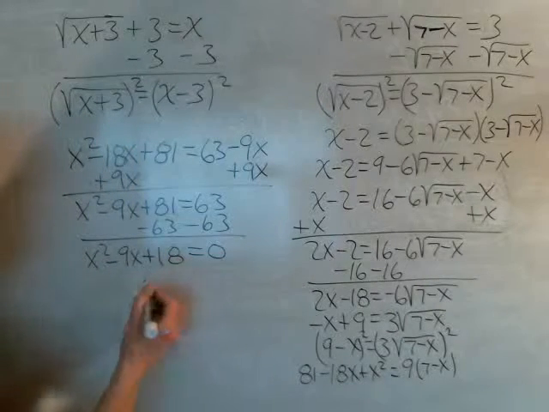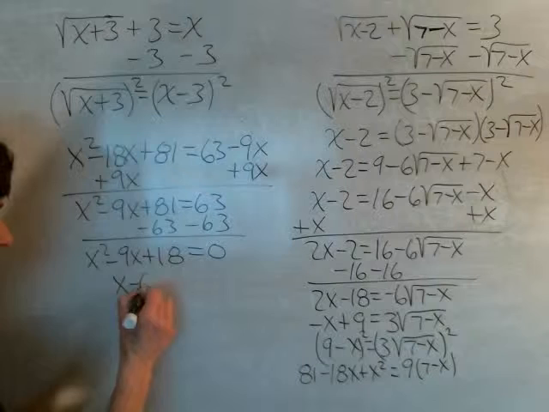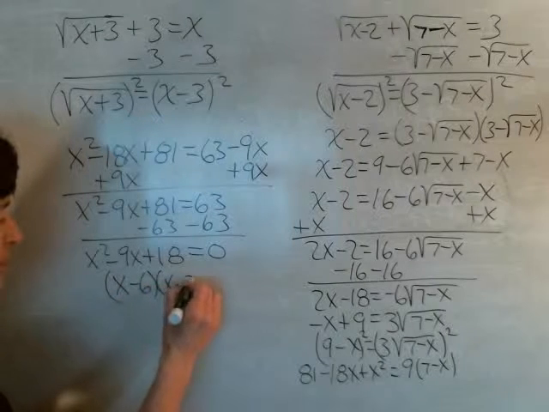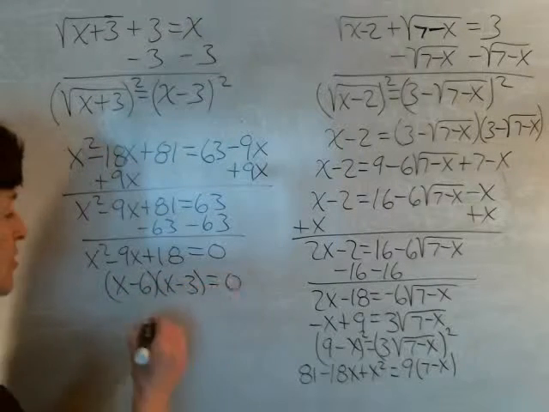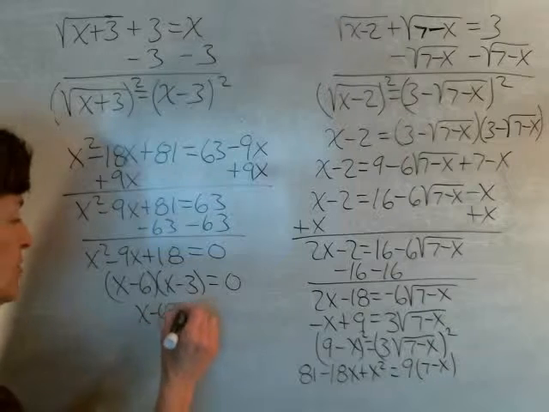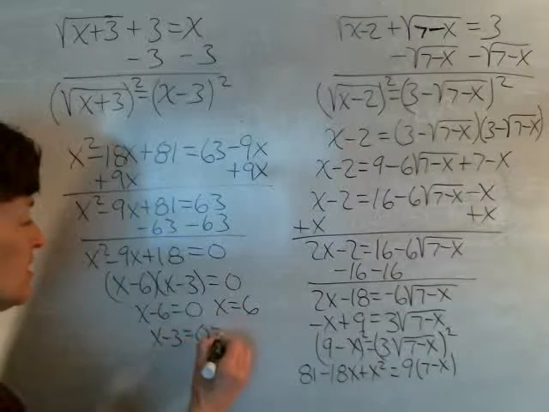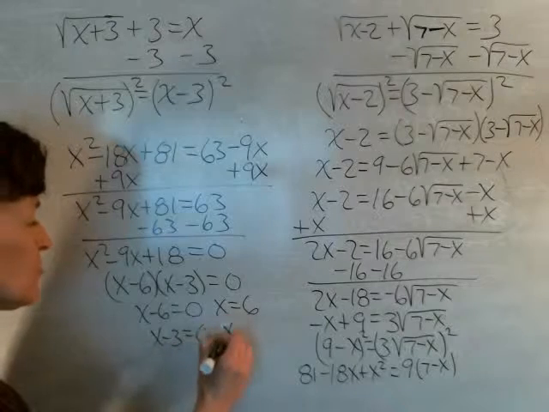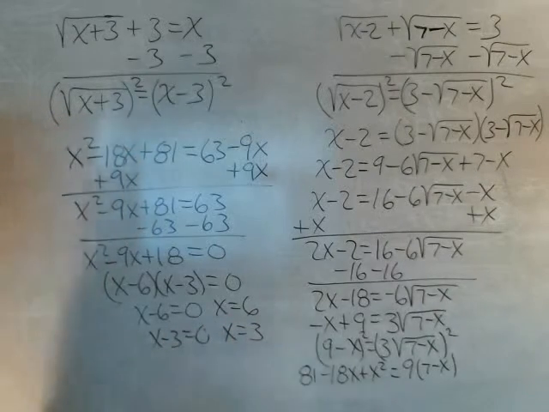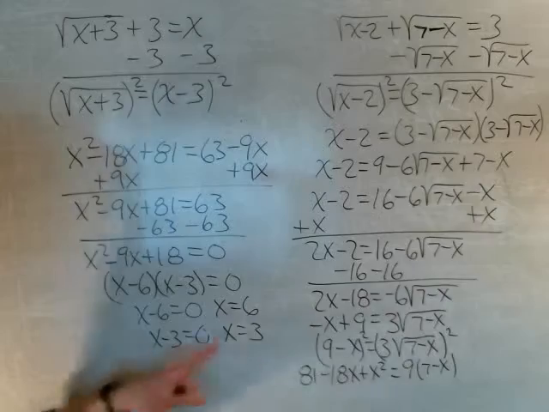All right, and so I'm going to factor this. And when I factor it, I get x minus 6 times x minus 3 equals 0. So x minus 6 equals 0, gives me x equals 6. x minus 3 equals 0, gives me x equals 3. All right, I need to put those back in and see if they work in the original statement.